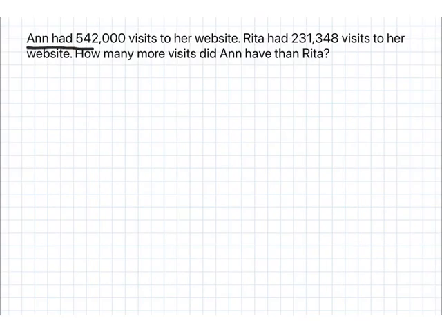Anne had 542,000 visits to her website. Rita had 231,348 visits to her website. How many more visits did Anne have than Rita?